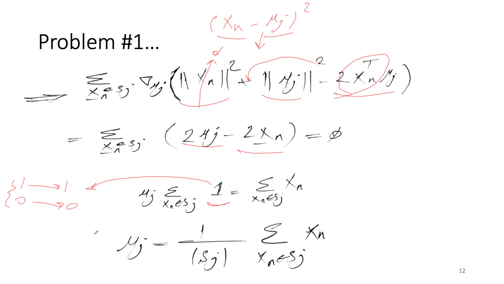And finally, you're going to come up with this formula that we mentioned in the last slide. So the optimal solution for that specific mu j is 1 divided by sj, the size, multiplied by the summation of x n's within those sj, right? So now we can understand, given a set of clusters, how we're going to find their center point. So now, at least we know we can solve half of the problem. If we know the clusters, we can find their center points. So now let's see how many clusters we can find.